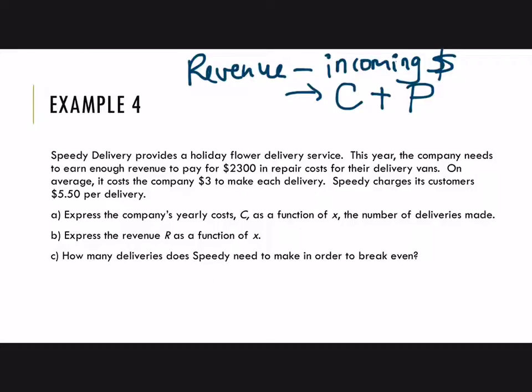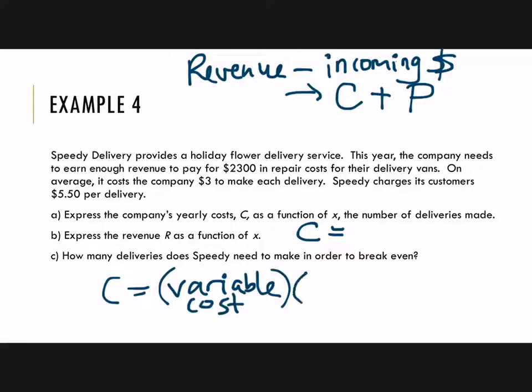All right, so all of these will follow a very similar pattern. The company's costs can be broken down into two parts: there's some sort of a fixed cost, and then there's some sort of a variable cost. The variable cost is the cost for each one of the things they're making, or the products they're selling, or in this case the deliveries they're making. So it's a variable cost times the variable, in this case x, plus whatever fixed cost they may have.